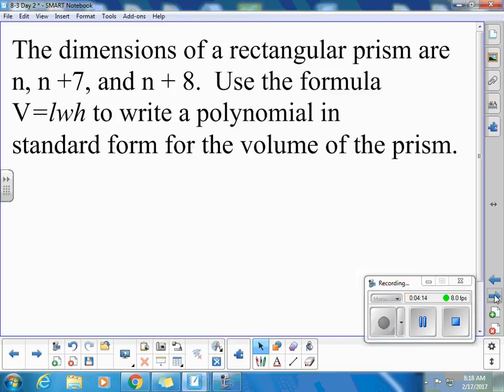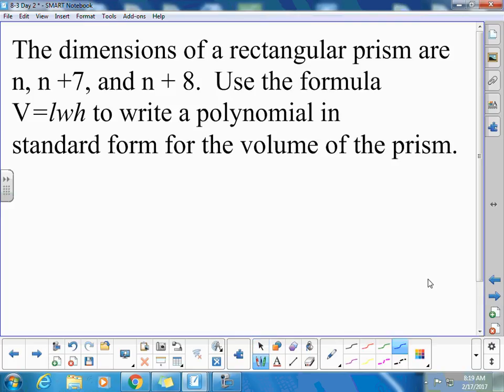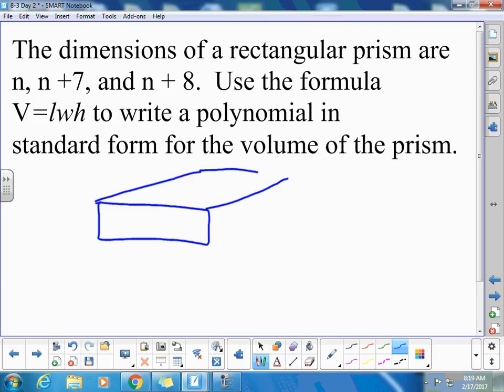All right, the dimensions of a rectangular prism are n, n plus 7, and n plus 8. Use the formula volume equals length times width times height to write a polynomial in standard form for the volume of the prism. Let's look at a rectangular prism. So we said the dimensions are n, and then n plus 7, and n plus 8.